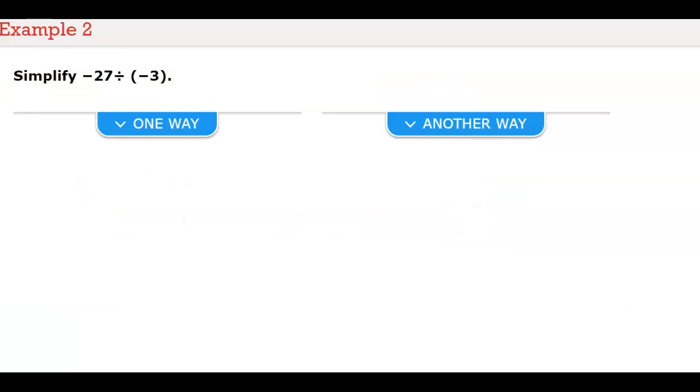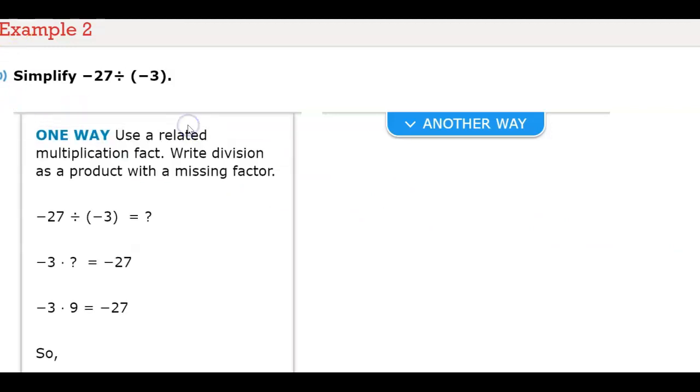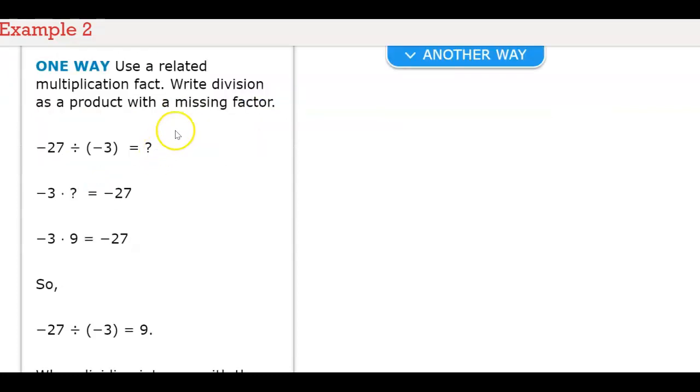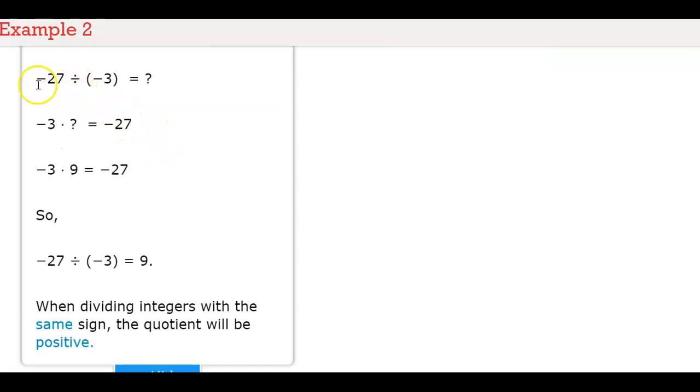Simplify. Negative 27 divided by negative 3. So one way is to use a related multiplication fact. Write division as a product with a missing factor. So negative 27 divided by negative 3 is equal to what? Negative 3 times what equals negative 27? We know 9 times 3 is 27. So negative 3 times 9 is equal to negative 27. So negative 27 divided by negative 3 is equal to 9. When dividing integers with the same sign, negative 27 and negative 3 are the same, the quotient or answer will be positive.